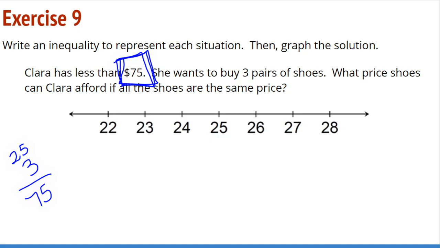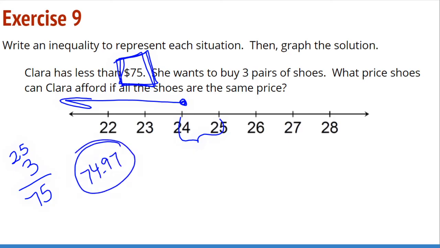A mistake that students make at this point is to say, oh, it must be 24. Well, what about all these dollar amounts between 24 and 25? Could she get 3 pairs of shoes at $24.99 and spend $74.97? Why, yes, she could.